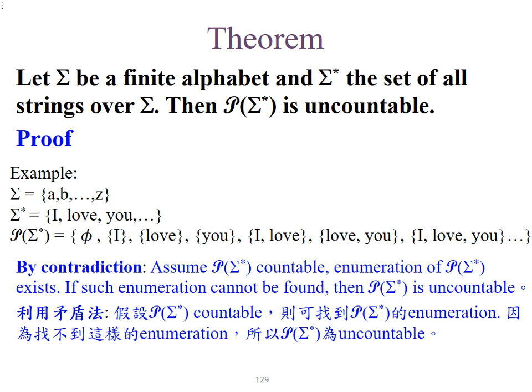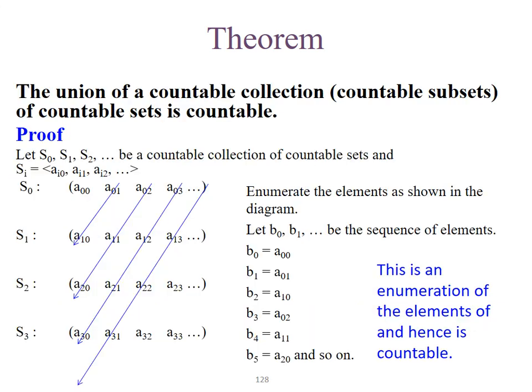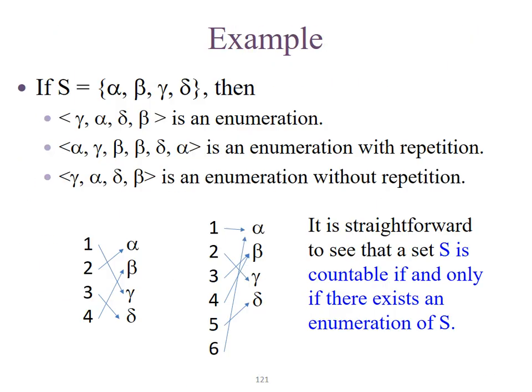Next, let's see another theorem. If sigma is a finite alphabet set, and sigma star is the set of all strings over sigma, then prove that the power set of sigma star is uncountable. So maybe we can see our previous question.